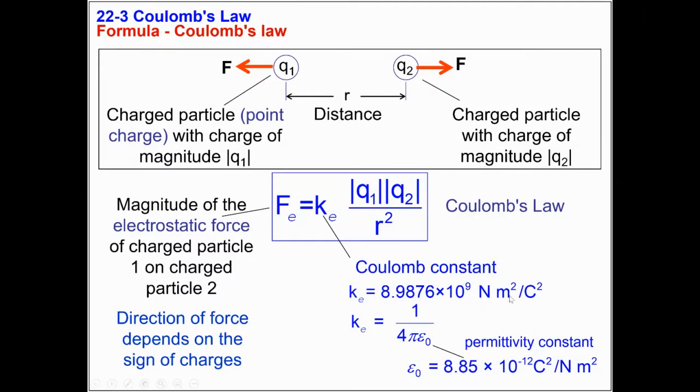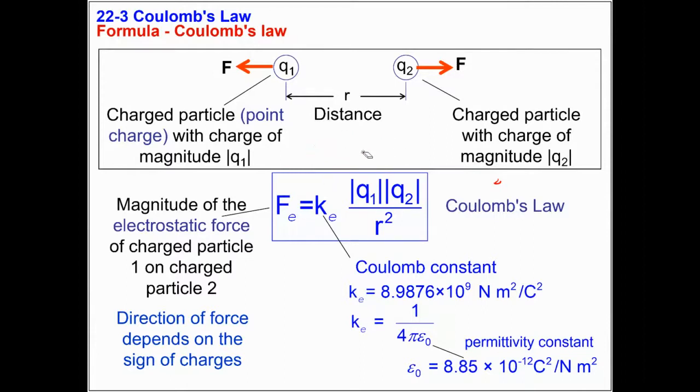Before I move on, notice that the magnitude of the force is proportional to the magnitude of Q1. Okay, the magnitude of the force is proportional to Q2, and the magnitude of the force varies as 1 over r squared. So it is a function of 1 over r squared. Okay.